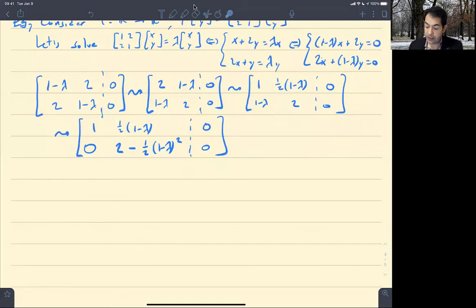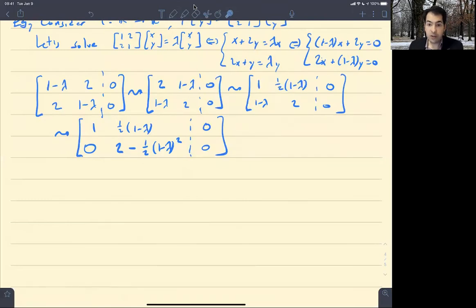Then we would have a pivot here, and we would use it to clean up its column. So we would multiply by whatever we need to make this a 0. And we would end up with a matrix that was 1, 0, 0, 1. That's in reduced row echelon form. And here we have a pivot here, and no pivot here. So in that case, we would know that there is a unique solution.